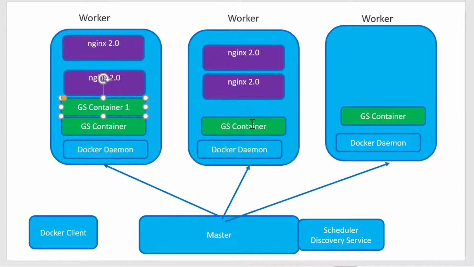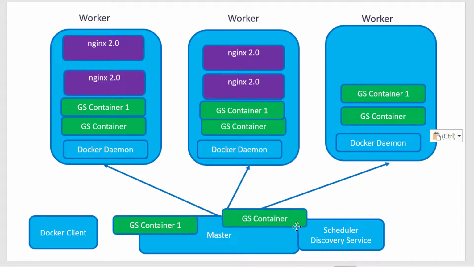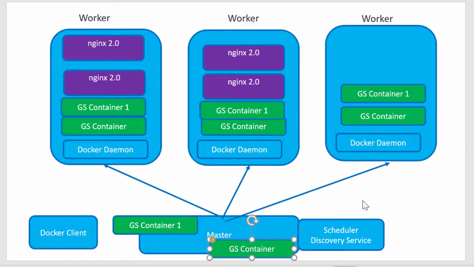And one more point to be noted, master will also act like a worker that will also facilitate to provide the containers. As you had seen in the earlier demo, that will also be having the Docker daemon and it will be serving the containers through the master as well. So the simple logic is the number of containers per global service will be equivalent to the number of nodes within the Swarm cluster. Let's see a small demo.